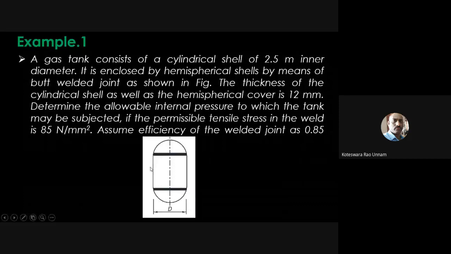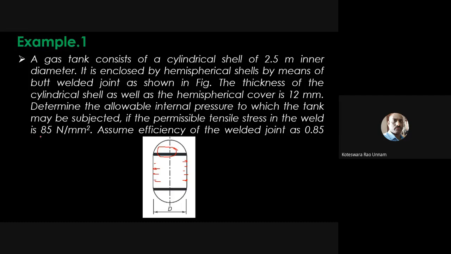You can see here the gas tank. These are the hemispherical ends, and these ends are joined to the cylindrical portion through butt joints. You have a butt joint here, and a butt joint here. Now this tank is subjected to an internal pressure. You might have studied about thin cylindrical shells. This internal pressure in the shell will create a tensile stress in the welds.